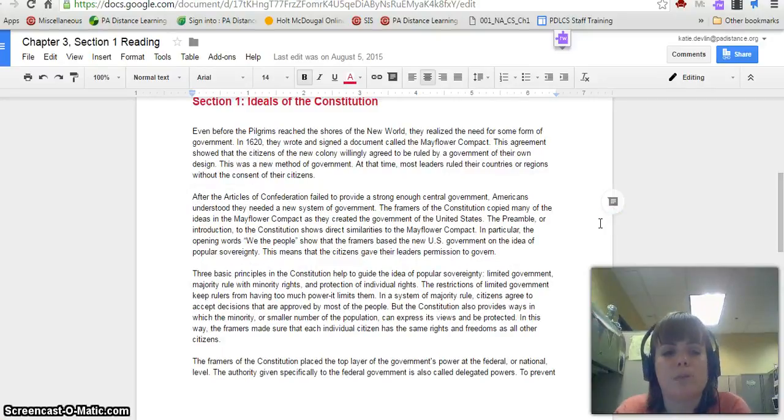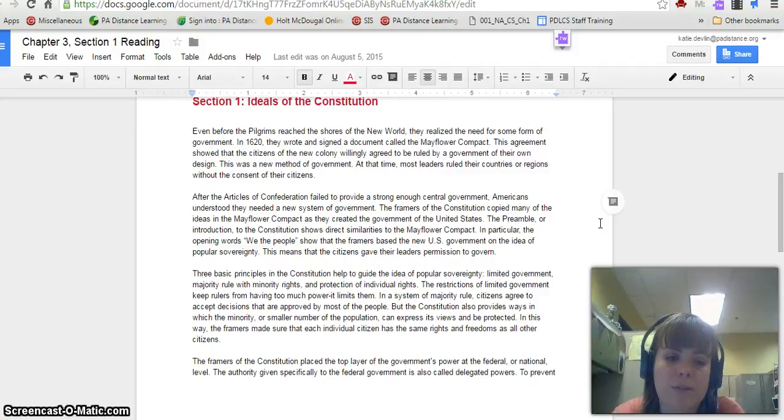Even before the Pilgrims reached the shores of the New World, they realized the need for some form of government. In 1620, they wrote and signed a document called the Mayflower Compact. This agreement showed that the citizens of the new colony willingly agreed to be ruled by a government of their own design. This was a new method of government. At that time, most leaders ruled their countries or regions without the consent of their citizens.